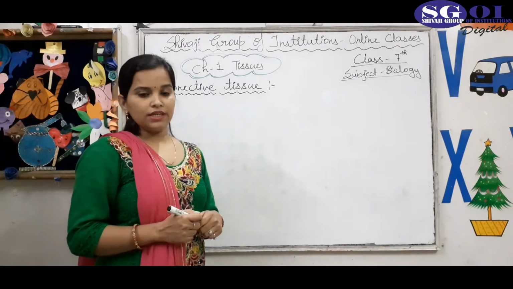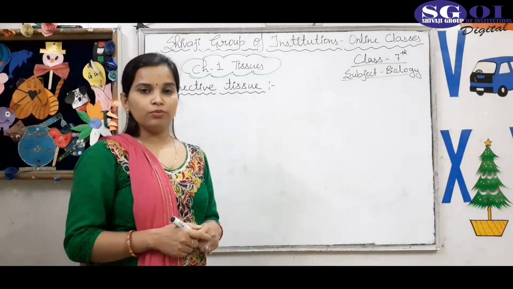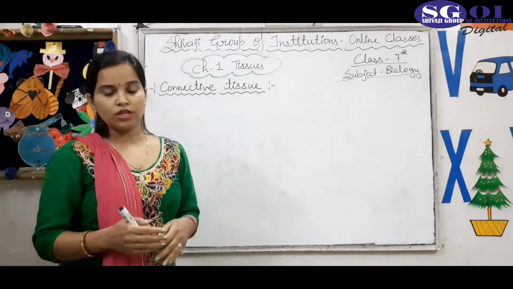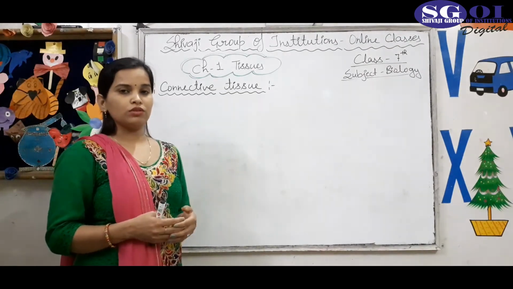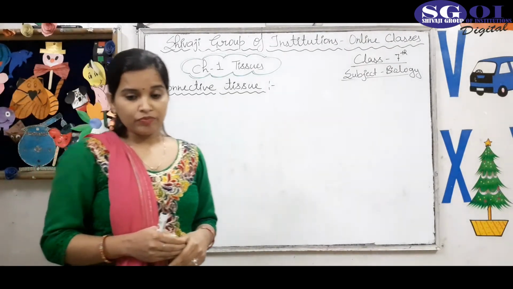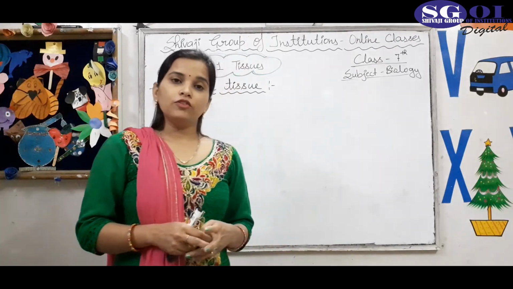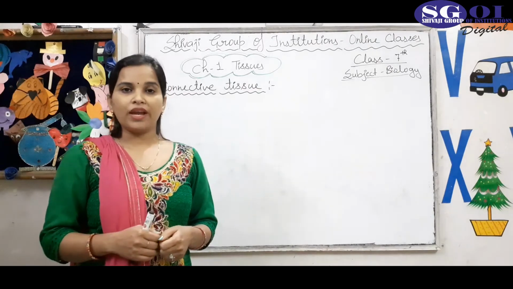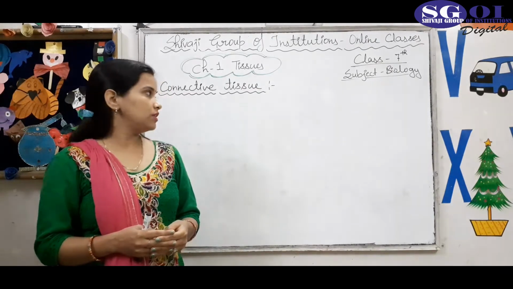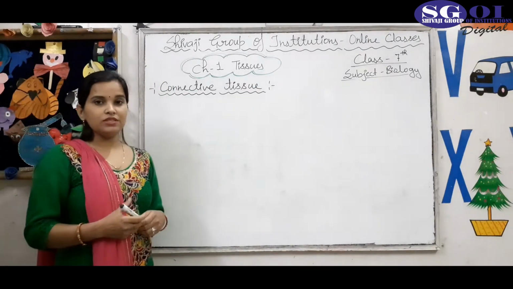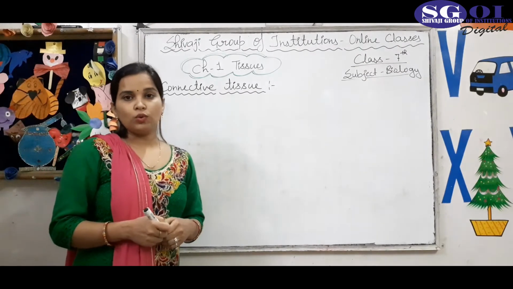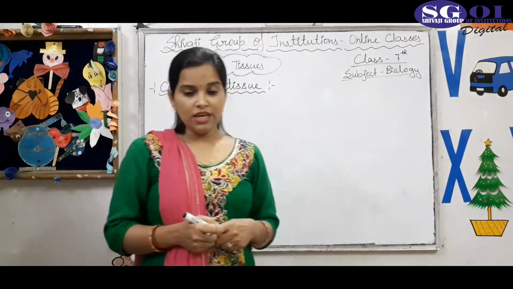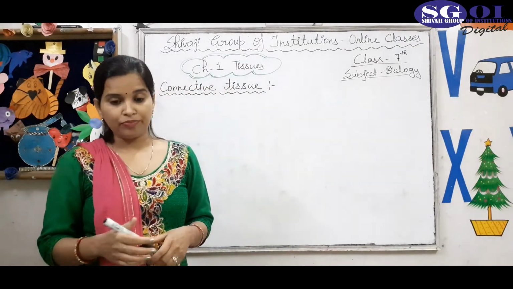So students, connective tissue connects the various parts of our body and also provides protection and support to the tissues. It is different from other tissues because its cells are separated from each other, and the space between the cells is filled with a substance that is called matrix. So the connective tissue joins the different parts of our body and provides support to them.